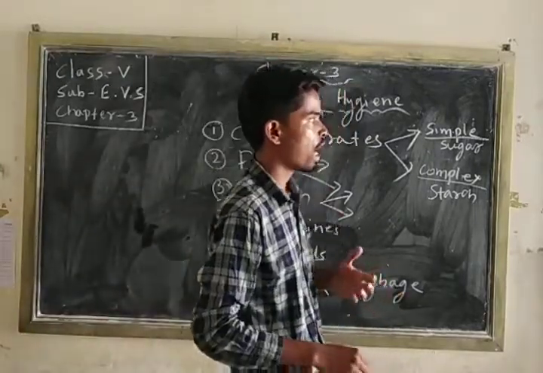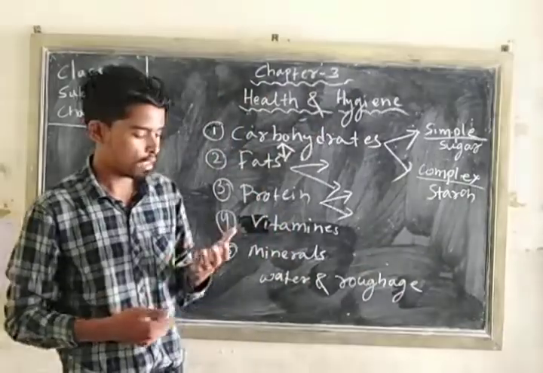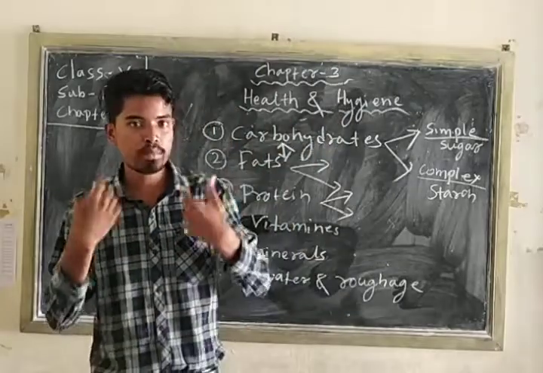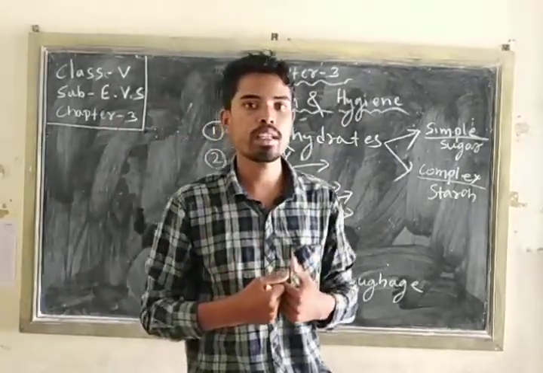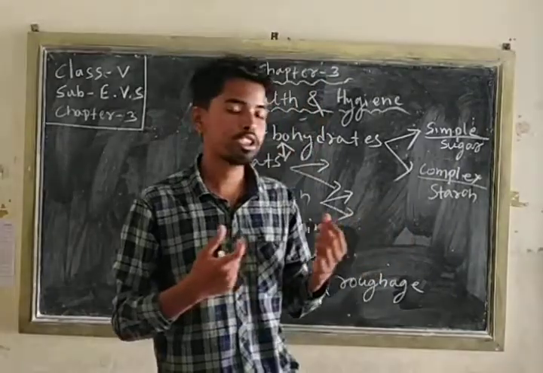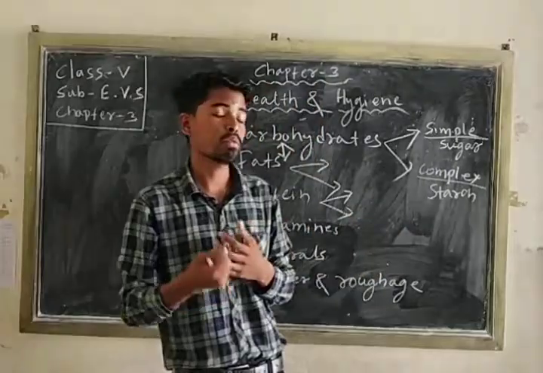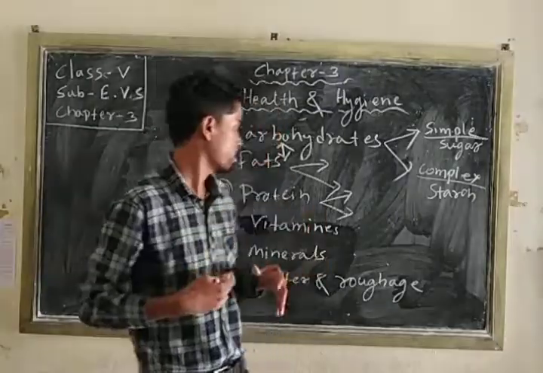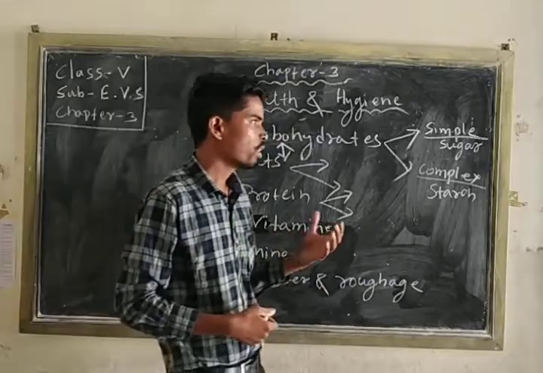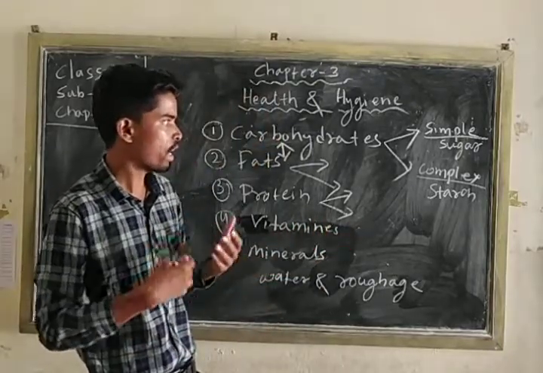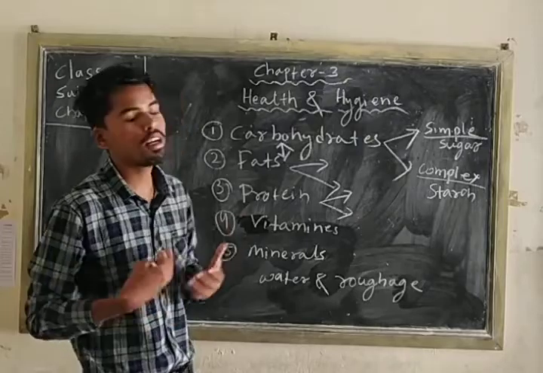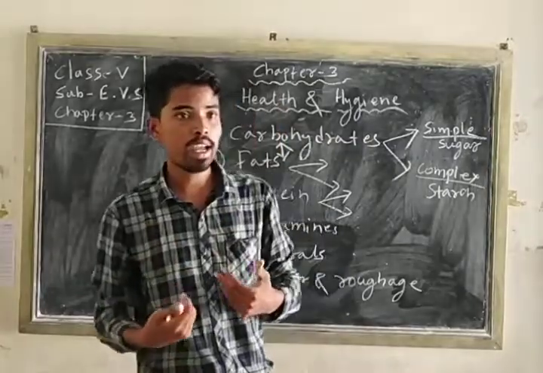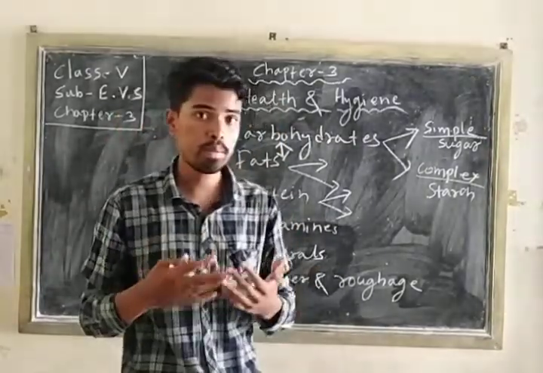Now protein. Our body mainly consists of protein. Our hair, our skin and different parts of our body consist of protein. Our cells and tissues also consist of protein. Protein provides us energy and helps in the formation of new tissue, new cells, and the growth and development of the body.